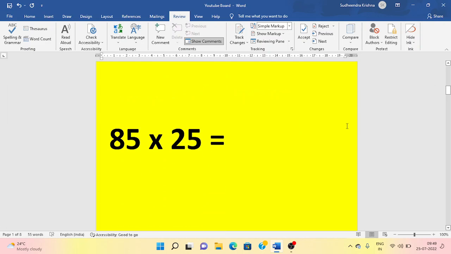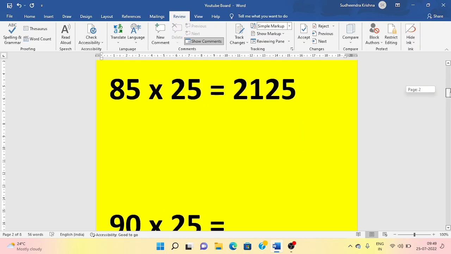Now let us take another number, 85 into 25. Now divide 85 by 4. 85 by 4 will give you 21 and you will get 1 as the remainder. So whenever you get 1 as the remainder, put 25 in the right portion of the answer. This will give you the required answer. So 85 into 25 is equal to 2125. It's as simple as this.